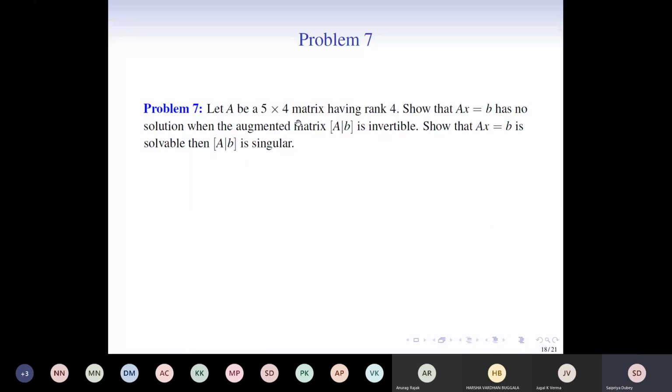Next, we have the 7th problem. Let A be a 5 cross 4 matrix having rank 4. Then we need to show that AX equal to B has no solution when the augmented matrix AB is invertible.